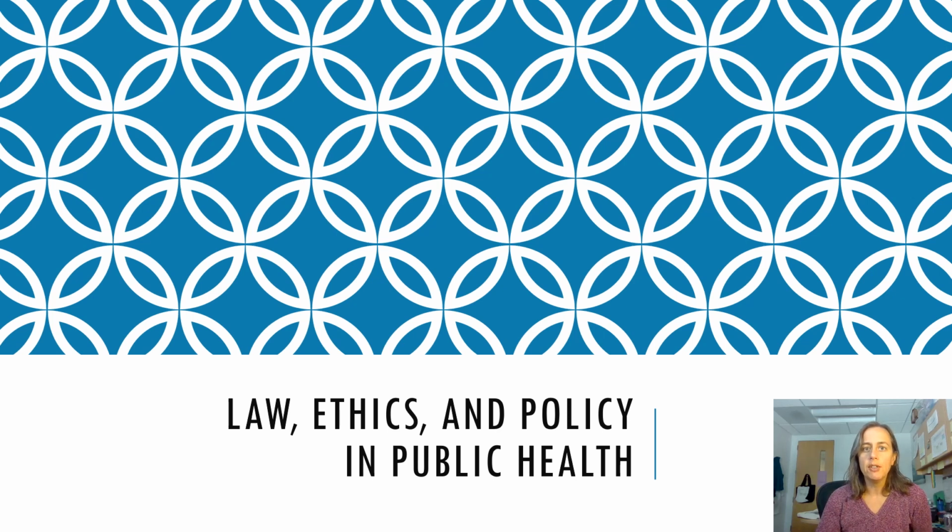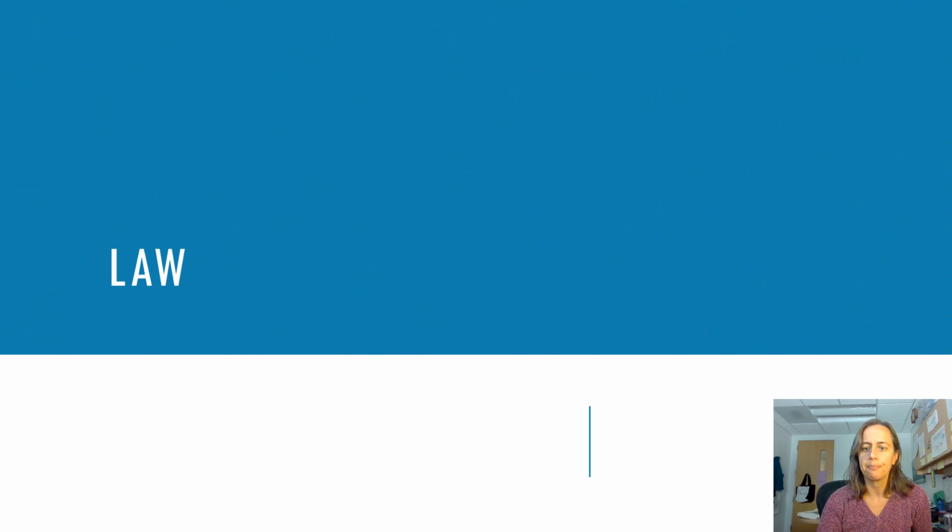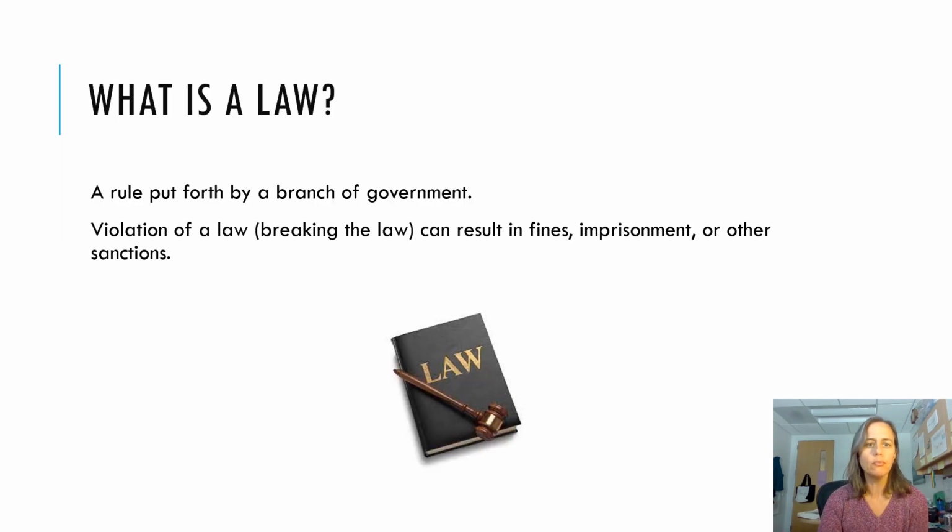Okay, everyone. So Unit 5 is Law, Ethics, and Policy in Public Health, or just health law, ethics, and policy. So we're going to start with law because I think that's the one about which there's the least amount of background knowledge and the most confusion. And I wasn't super happy with how the textbook did it. It wasn't horrible, but I want to give you some concrete examples today that hopefully will be helpful.